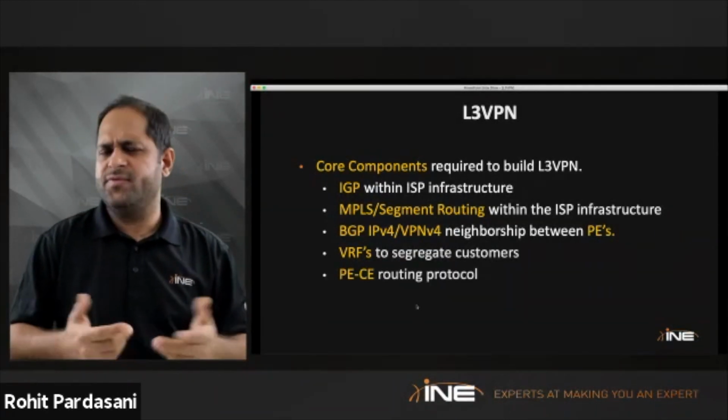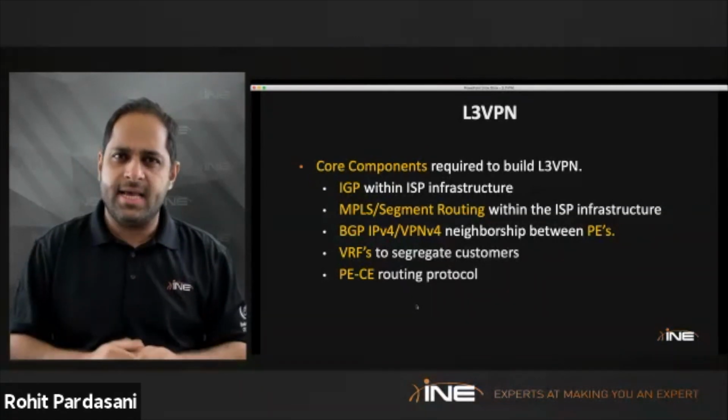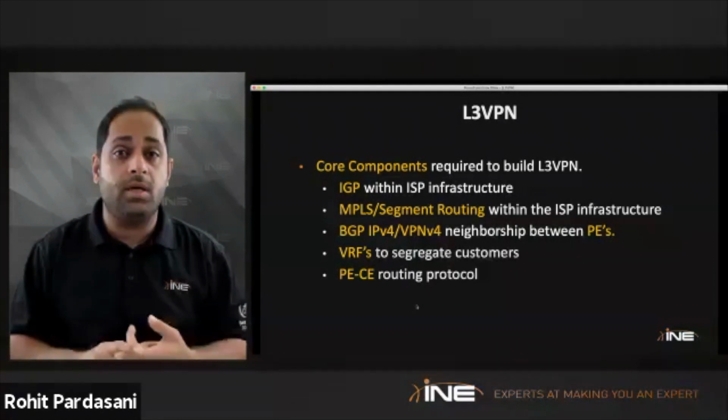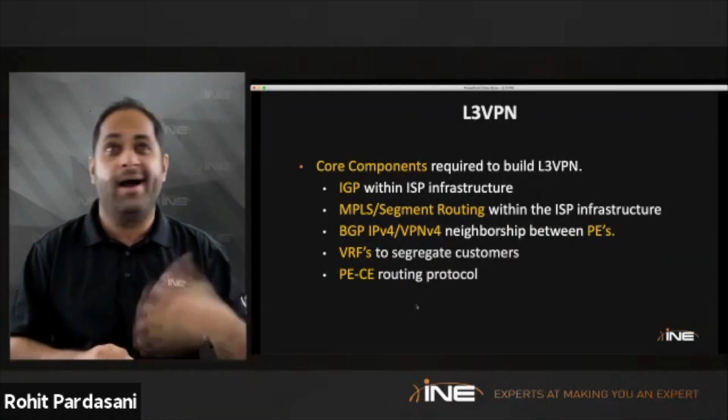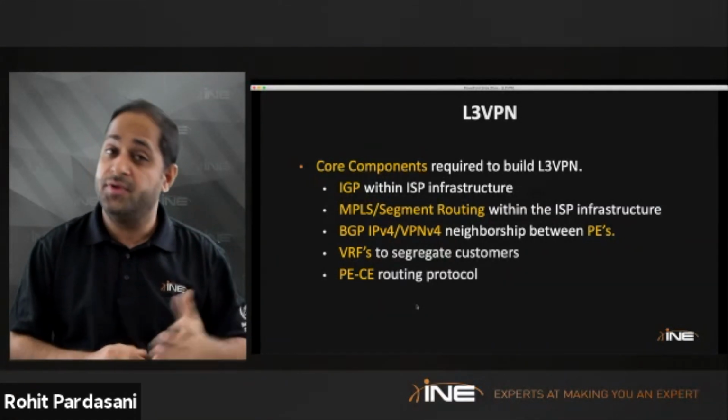So we would create VRFs on the PE to segregate different customers. And then obviously we run a PE-CE routing protocol. Like I said, it could be OSPF, EIGRP, RIP, IS-IS, static routes, or BGP with the customer.